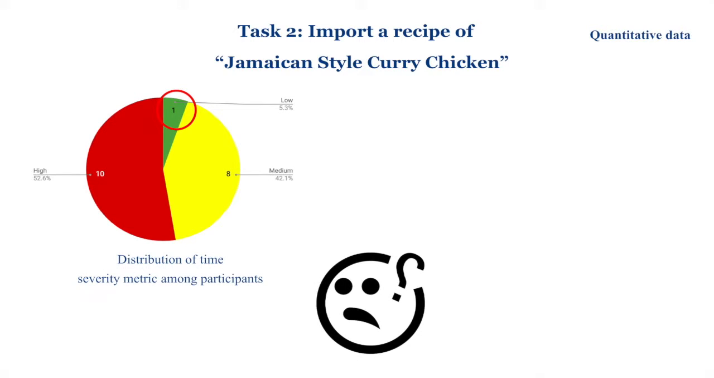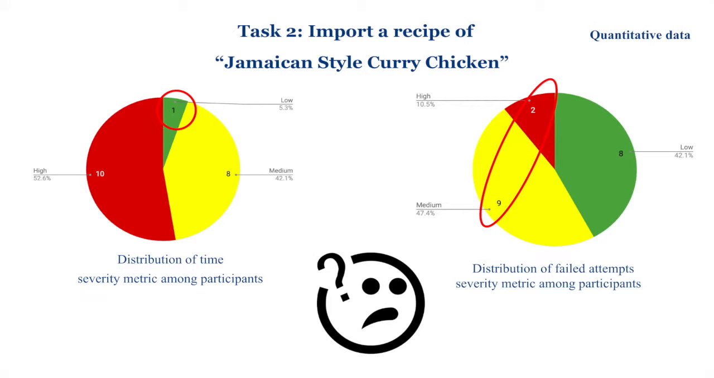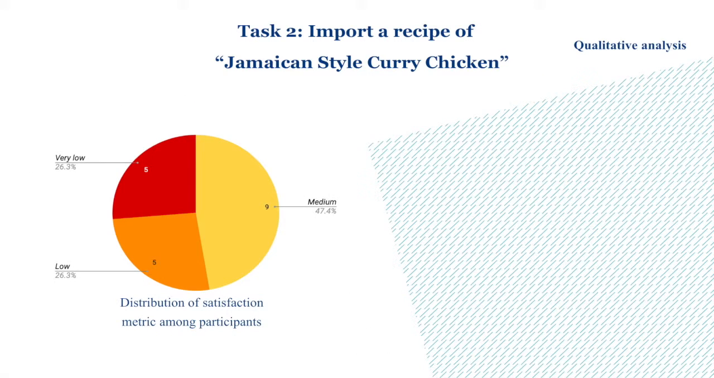Task 2 is to import a recipe. According to the time metric, only 1 out of 19 participants achieved the goal quickly. Moreover, based on the failed attempts metric, 11 out of 19 participants reached medium to high severity. Both metrics indicate potentially low effectiveness, efficiency, and learnability. Not surprisingly, 10 out of 19 participants expressed low satisfaction towards recipe importing, which reflects its usability issues.